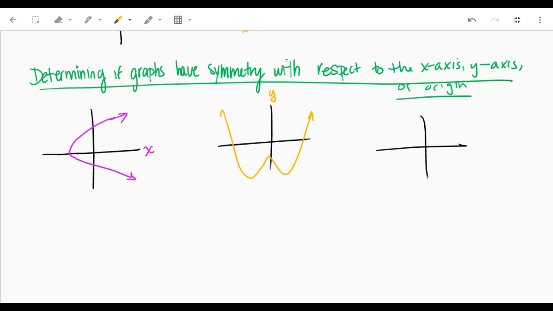Okay, now the tricky one is the origin, and your hint there is if it has symmetry with respect to both axes, then it has symmetry with respect to the origin. Okay, so let me get a good graph of that. Let me think here for a second. Well, the obvious one, and the one that's going to show up in your problems too, is a circle. The x-axis is a line of symmetry there, and so is the y-axis. So this one has symmetry with respect to the origin.